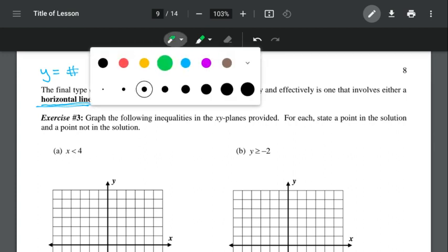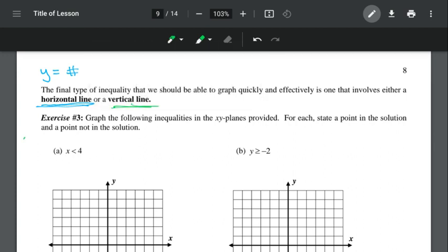A vertical line is X equals some type of number. So it's going to be pretty much the same thing for inequalities, except instead of an equal symbol, there's an alligator mouth symbol.